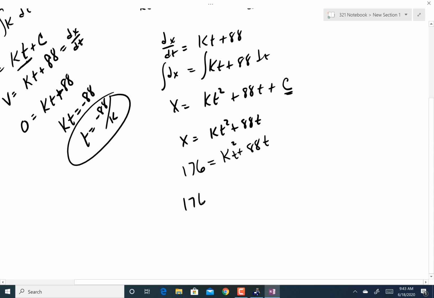So you're going to get 176 is equal to k, which is, now I could do it 2 ways. I could solve for t, which is what I did over here, or I could solve for k. How about that, huh? I think I want to solve for k. So if I solved for k, I would get negative 88 over t. Does that make sense? So negative 88 over t times t squared plus 88t.